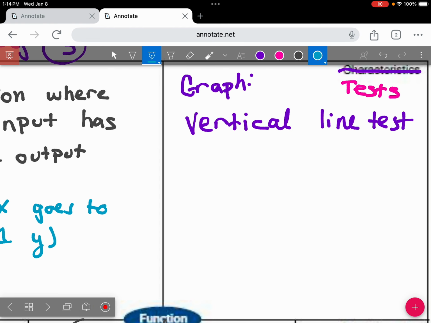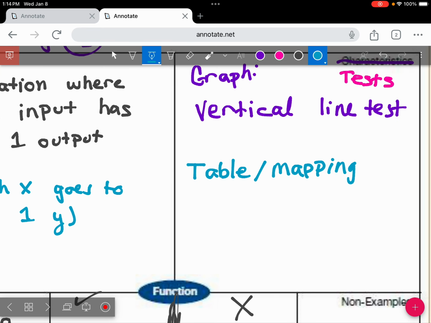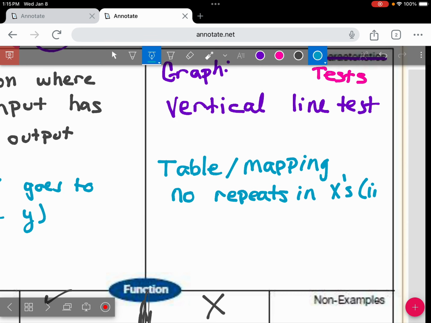If we're looking at a table or a mapping, so tables, we know what tables are, and mapping, those are the circle things. Those are just tables in circles because they be extra. That's all it is. It's like a drawn table. We're looking for repeats in the x's. So if it's a function, there will be no repeats in the x's or inputs, depending on how it's labeled.